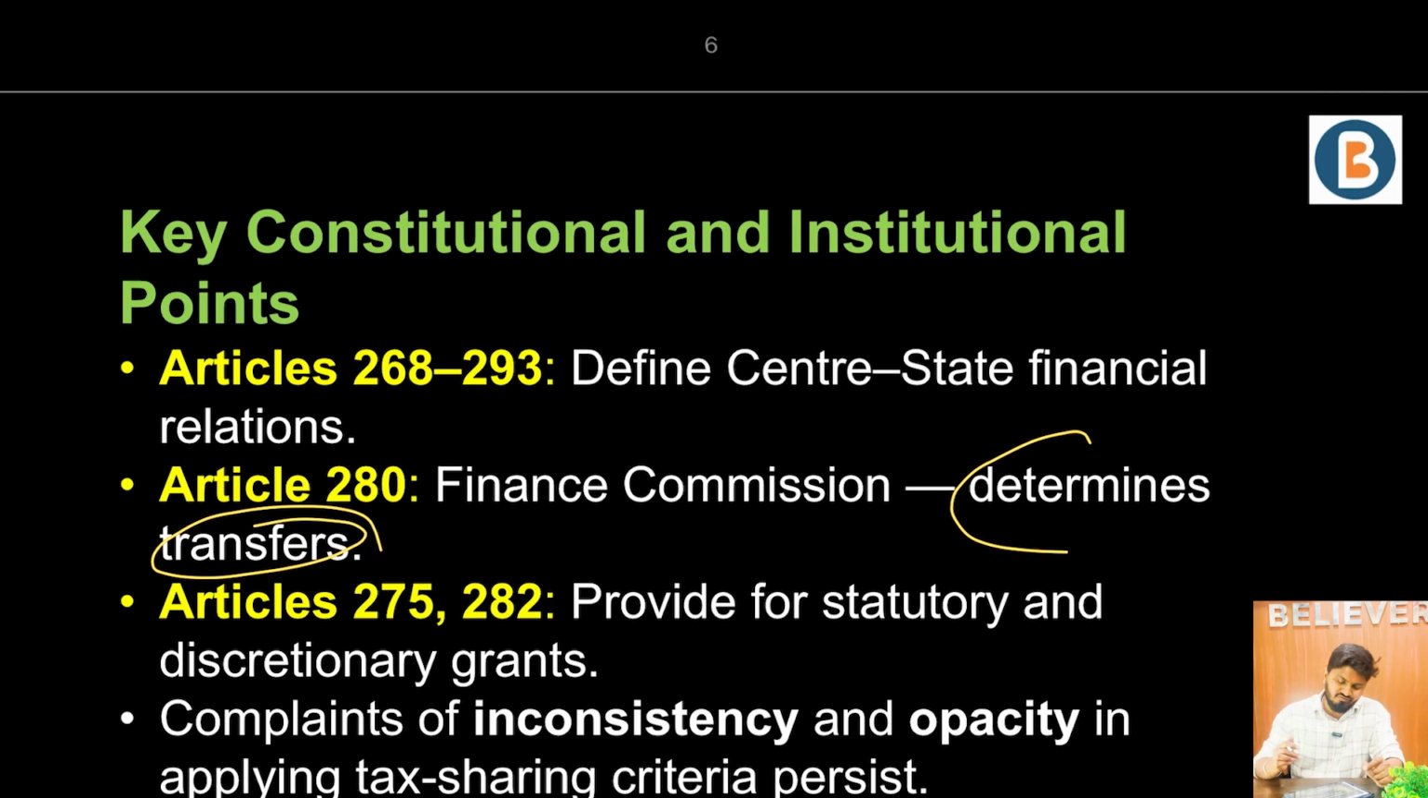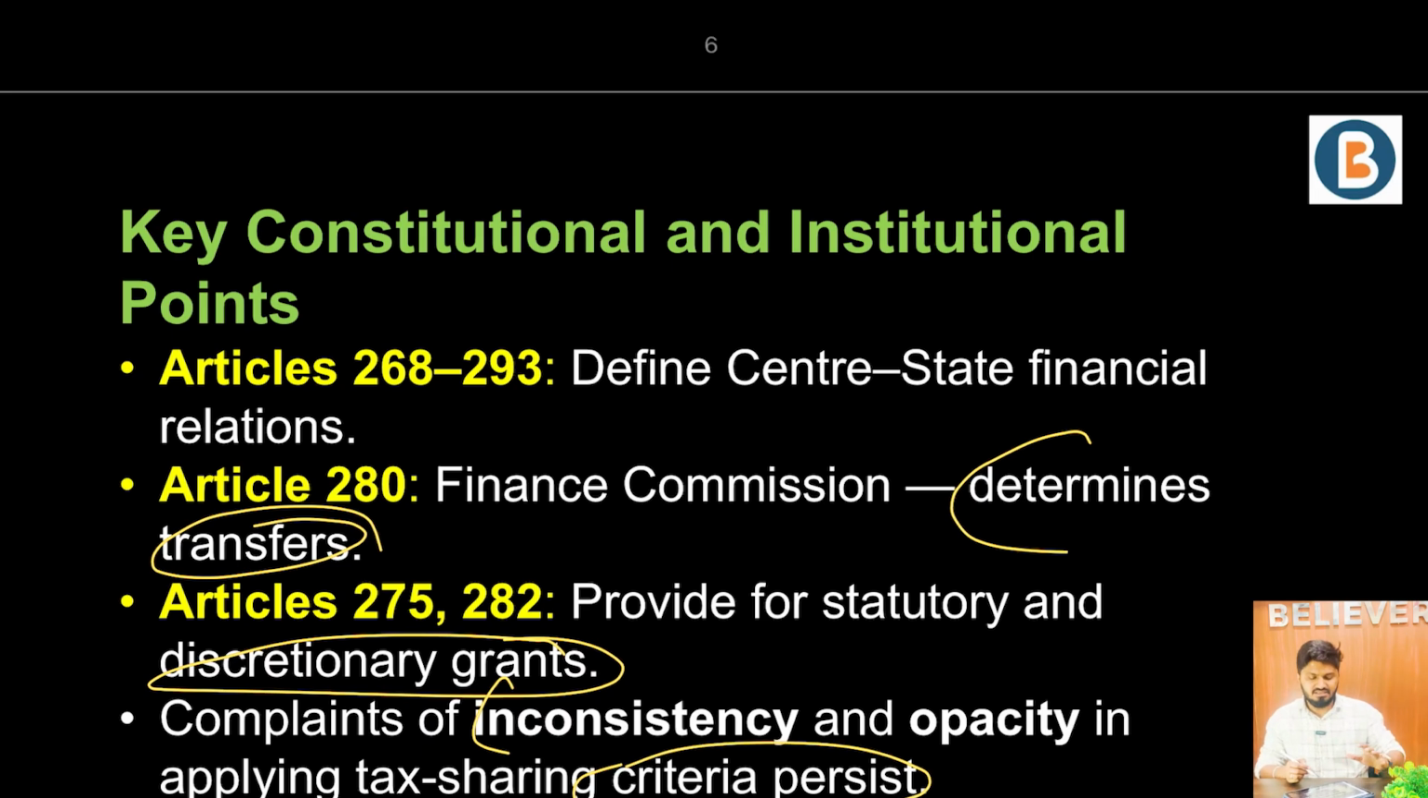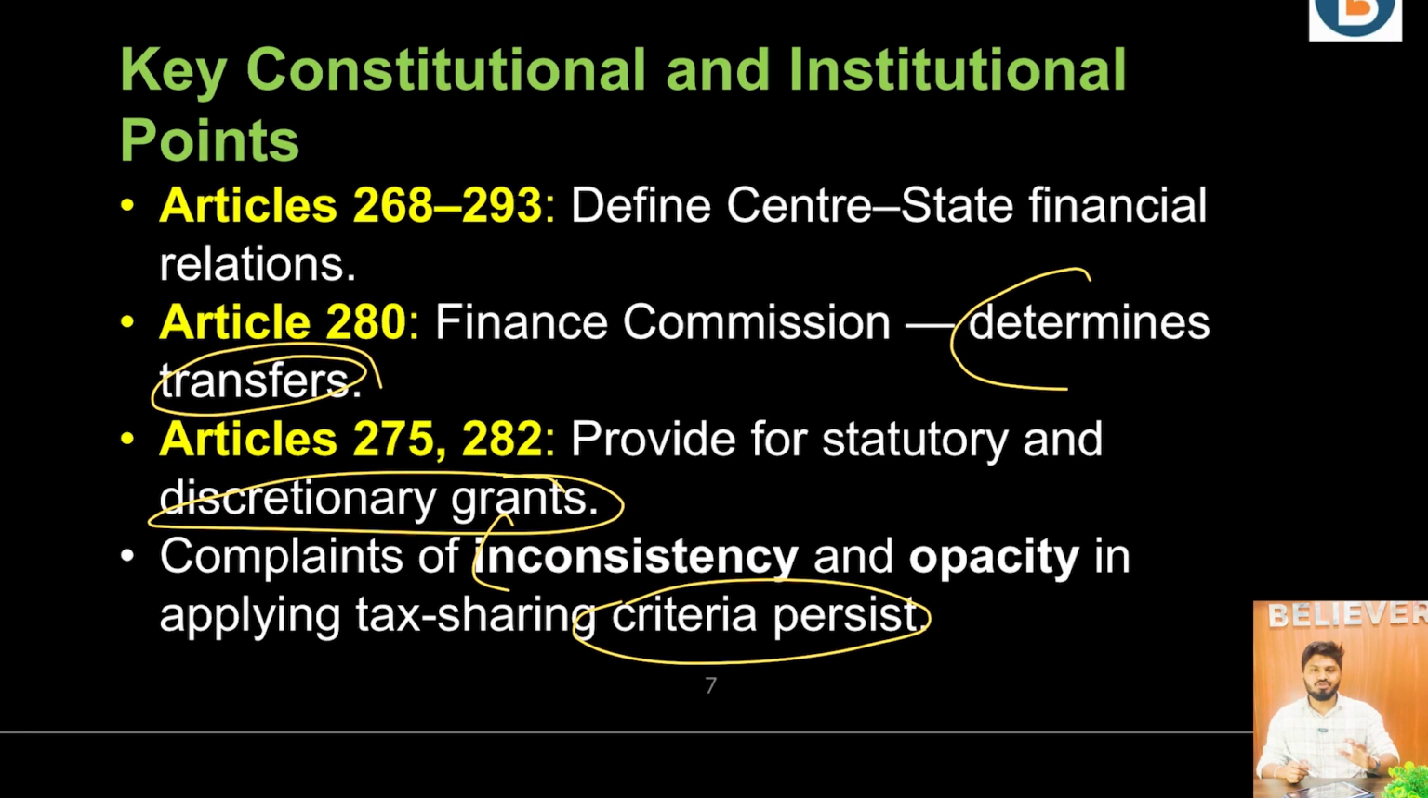Next, Articles 275 and 282 provide for statutory and discretionary grants. Article 275 provides for statutory grants from the center to the state, and Article 282 talks about discretionary grants, which are according to the discretion of the center. Then, complaints of inconsistency and opacity in applying tax sharing criteria still persist in India. So these are the constitutional and institutional points in dealing with financial relations.